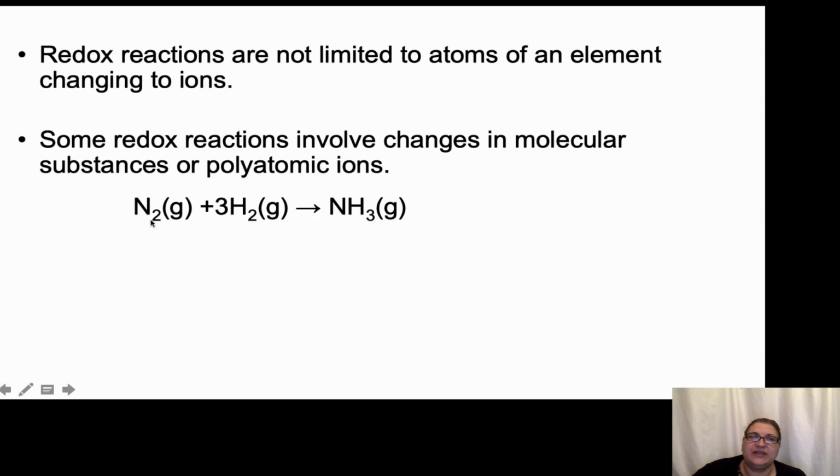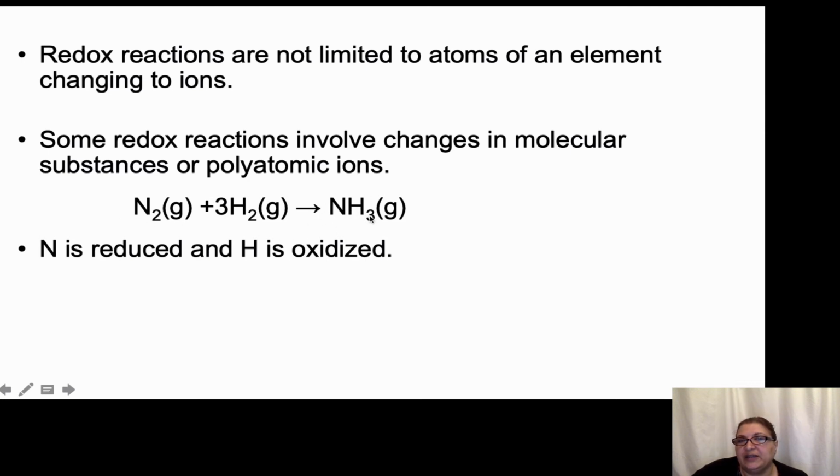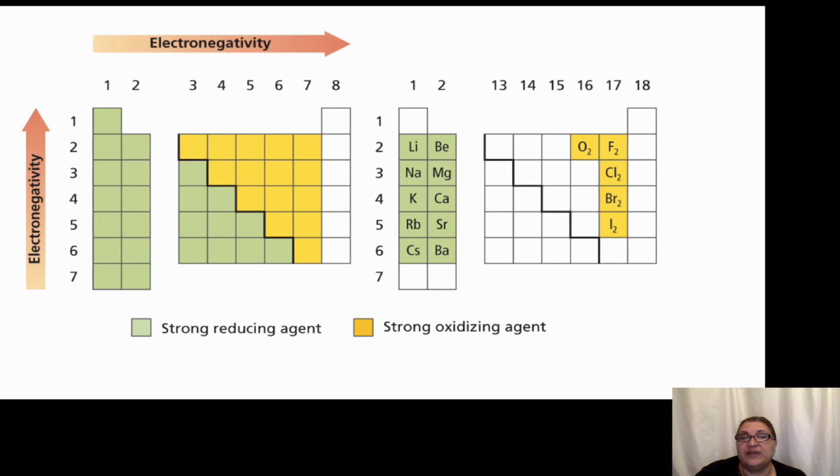Now, in some cases, you might look at a reaction and you're not really sure which one is being oxidized, which one is being reduced. In this case, it's not really clear. So the best way to solve this is to refer back to the electronegativity chart. Remember this one from last semester? It increases as we move across.